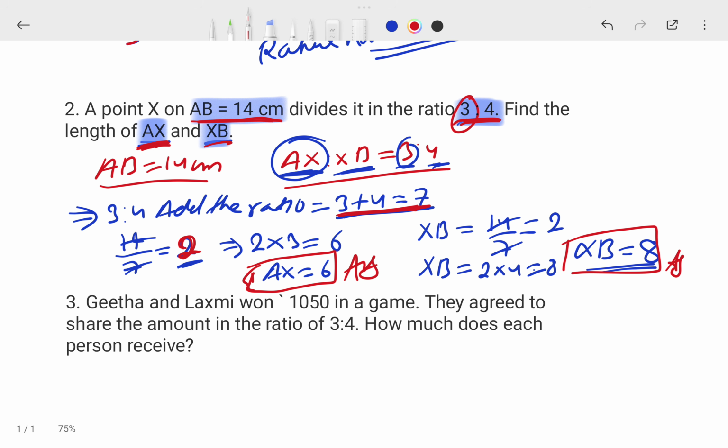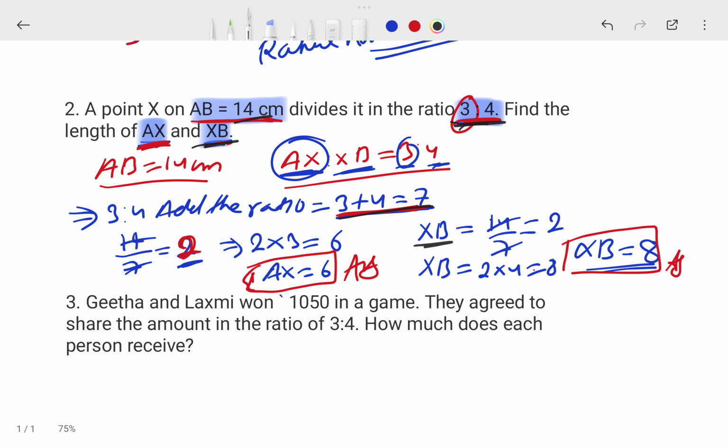We have to find the value of XB. So to find the value of XB, we have to add the ratio. When we add this ratio, 7 will be the answer. We have to divide 14 by 7, and the answer is 2.